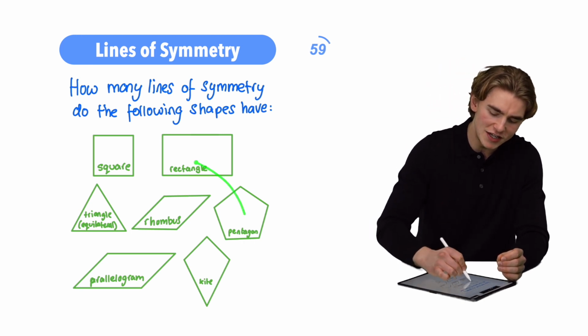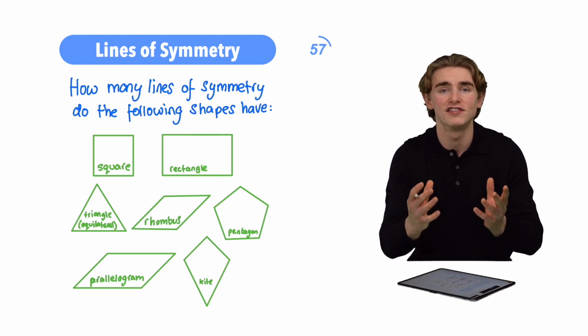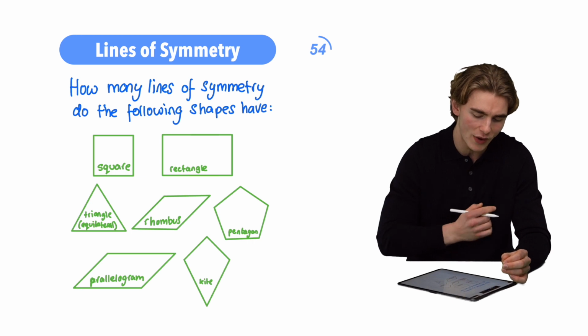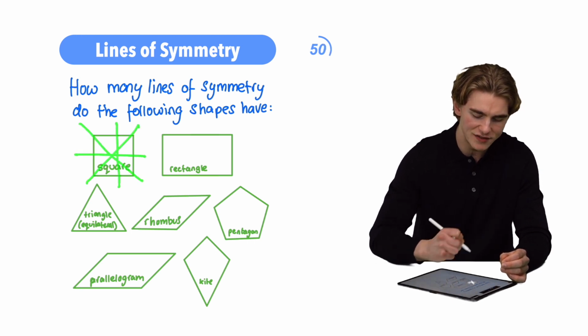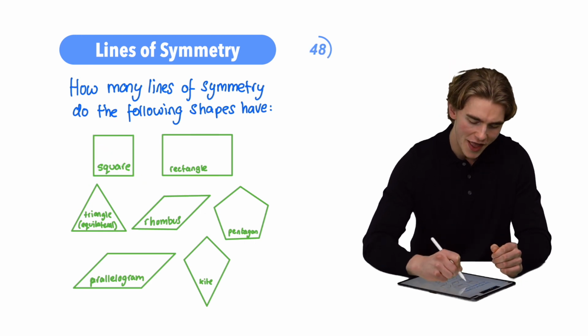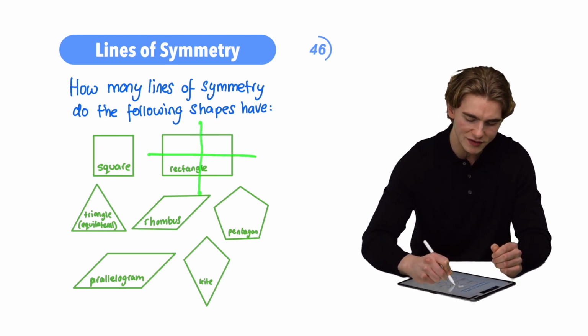So let's have a look at each of these shapes here and how many lines of symmetry each of them have. First off, our square, that's going to have 1, 2, 3, 4 lines of symmetry. Next up, our rectangle, that's going to have 1, 2 lines of symmetry.